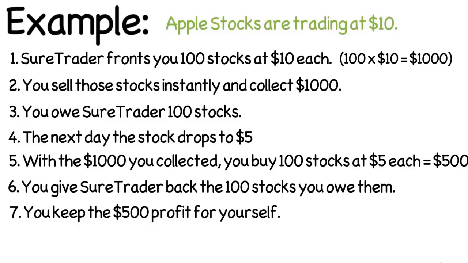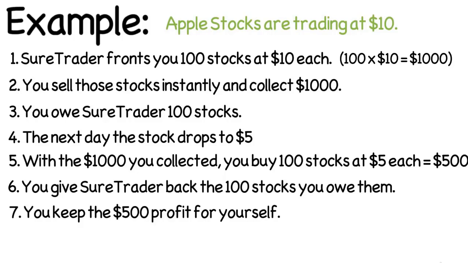So it's pretty simple. To make it real easy, your broker fronts you stocks. You sell those stocks right away and get money from that. With that money, you buy the same stocks later for a lower price, and you just keep the profit in between and give those stocks back to your broker and get even with them.